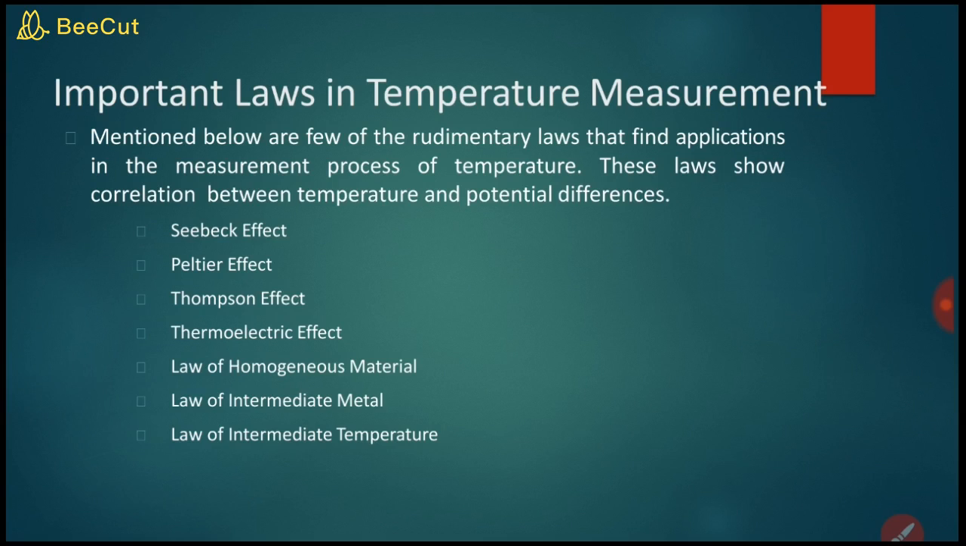Now there are some important laws when you are going to study the various temperature measurements. So you should consider certain laws while understanding those concepts. What are those laws which are used in temperature measurement? Students, these laws show the correlation between temperature and potential differences, like the Seebeck effect, very important as you studied in earlier classes, which is used for thermocouple measurement, and the Peltier effect, Thomson effect, thermoelectric effect, law of homogeneous material, law of intermediate metal, law of intermediate temperature.